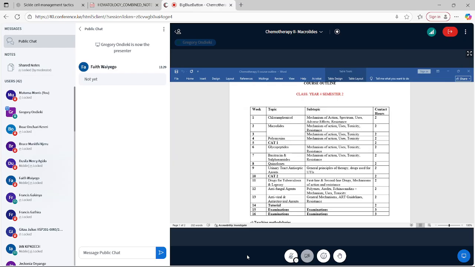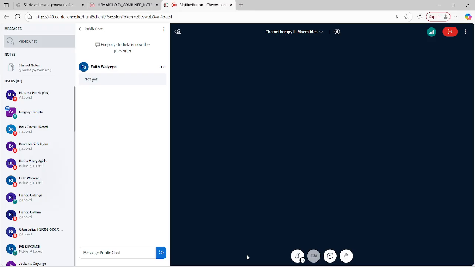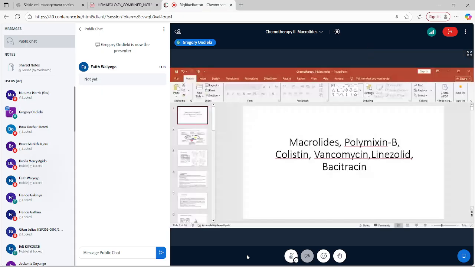Now we go straight to today's topic, which should be macrolides. All right. We shall talk about macrolides, the main topic. Then we shall add other smaller or less used antibiotics: polymyxin B, colistin, vancomycin, linezolid, and bacitracin.